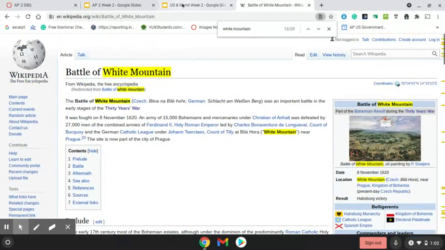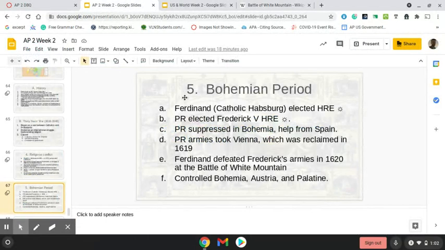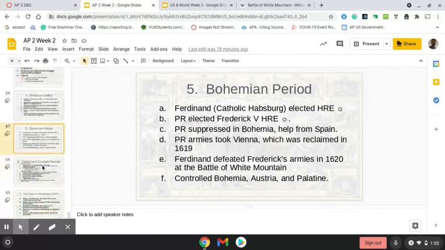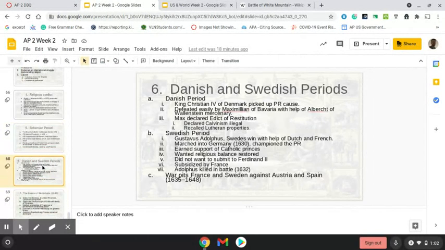But this wouldn't be the end. Tomorrow, when we continue, we'll look at the next period of time, the Danish and Swedish periods, followed by the French period. What happens is that people within the Holy Roman Empire end up allying with people outside of it to try to help turn the advantage. So we'll continue with this tomorrow.